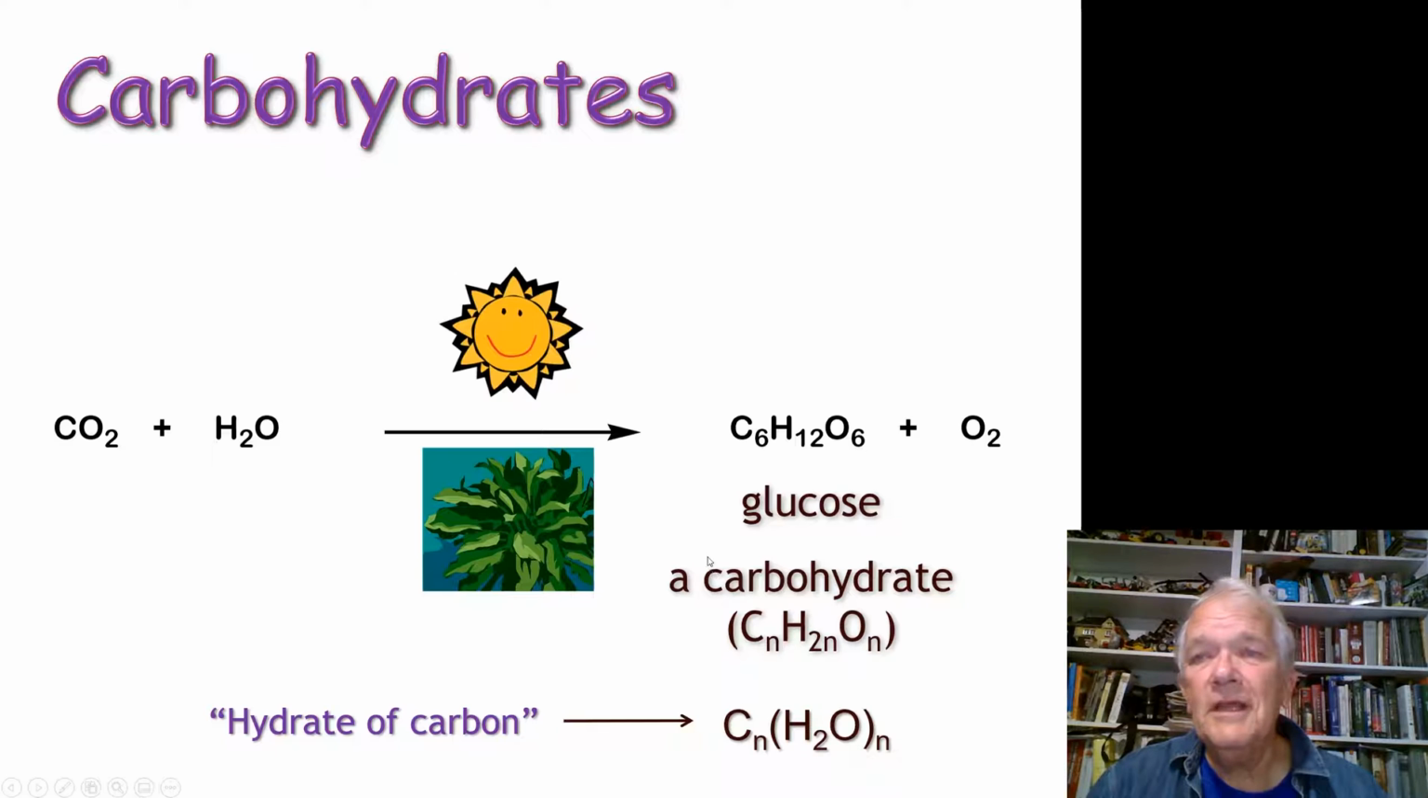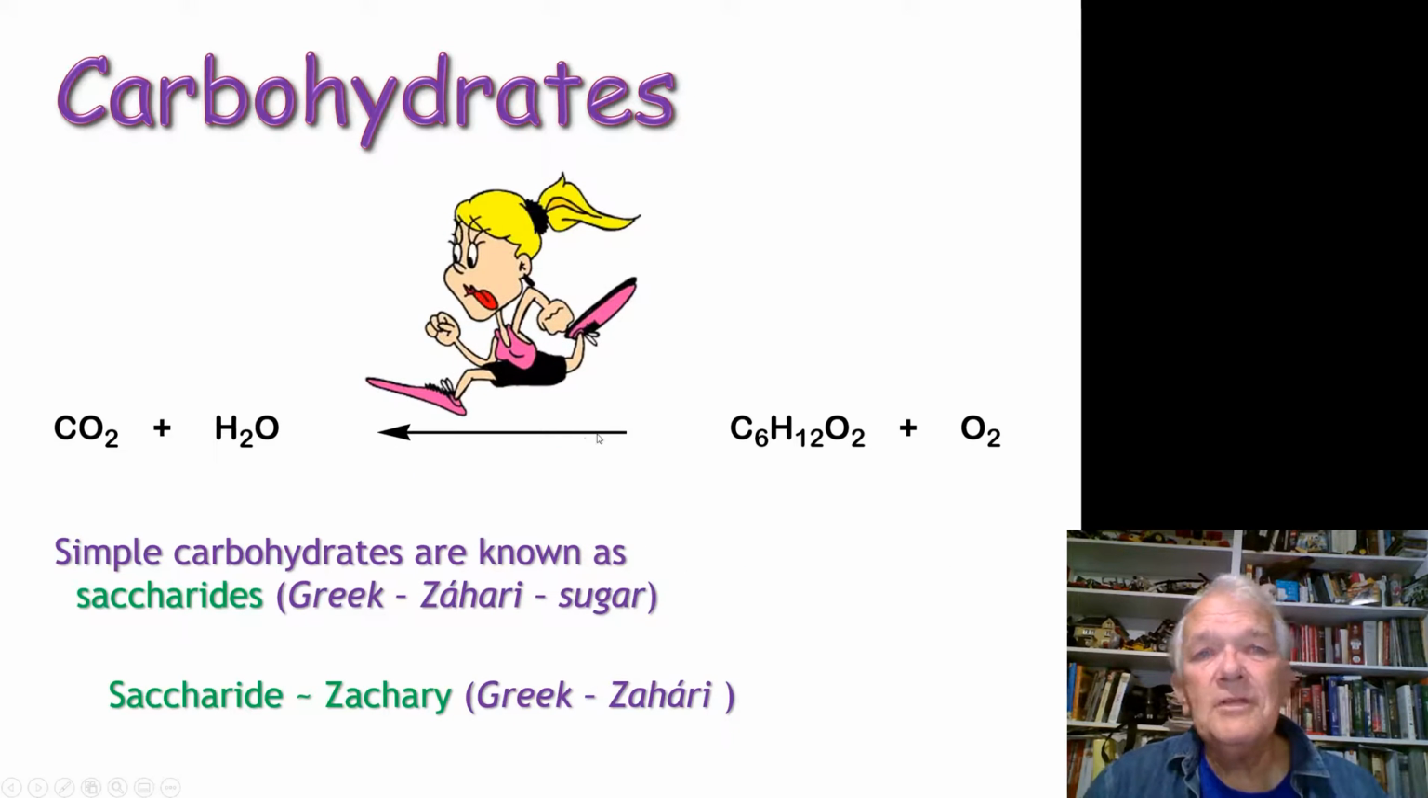Of course, these molecules are made by plants, but we use them for our own energy source. So you can take a sugar, you can metabolize it, you get energy, and of course, respiration gives you CO2 and water. Now, the name carbohydrate is one name. They're also called saccharides, which comes from the Greek word for sugar.